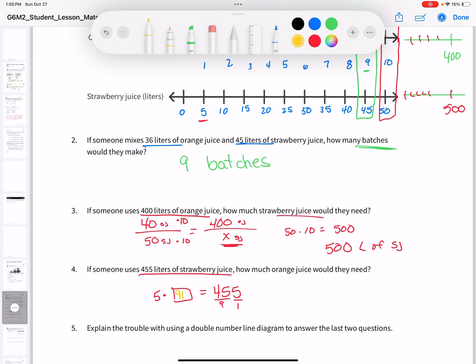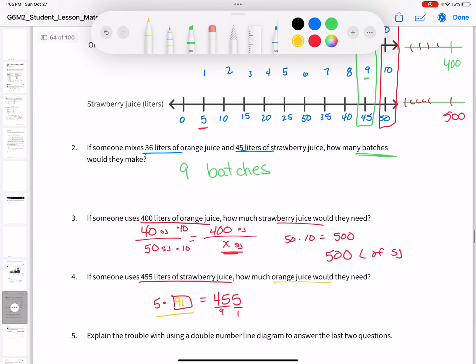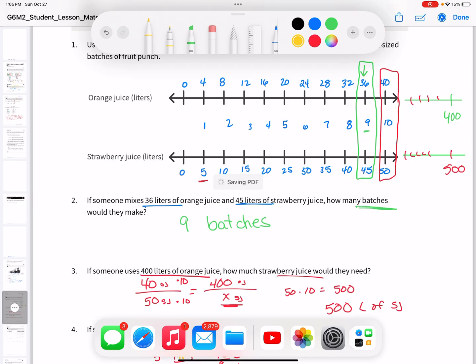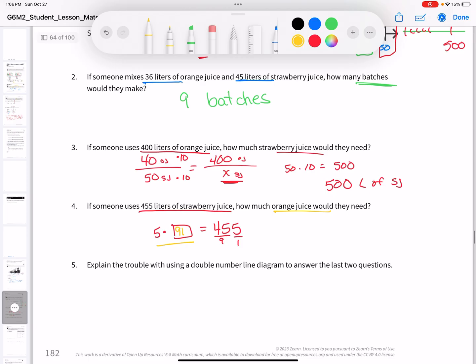Okay, but I know that if we multiply one side by 91, to get orange juice, we would take the original of orange juice, which is 4, right? So we would have to do 4 times 91 to get how much orange juice there would be. So we do 4 times 91. And I know that equals 364. Okay, because 4 times 1 is 4, 4 times 9 is 36. So 364. So we would need 364 liters of orange juice.